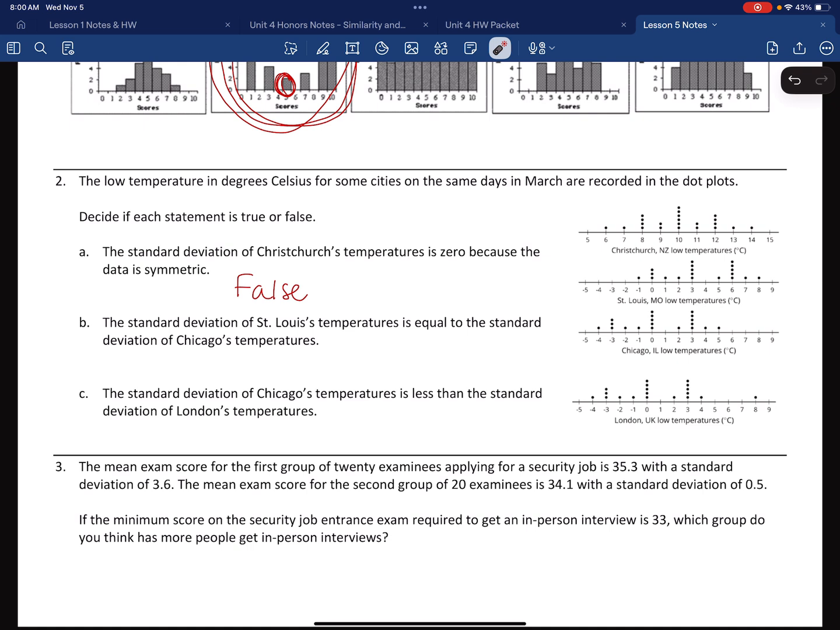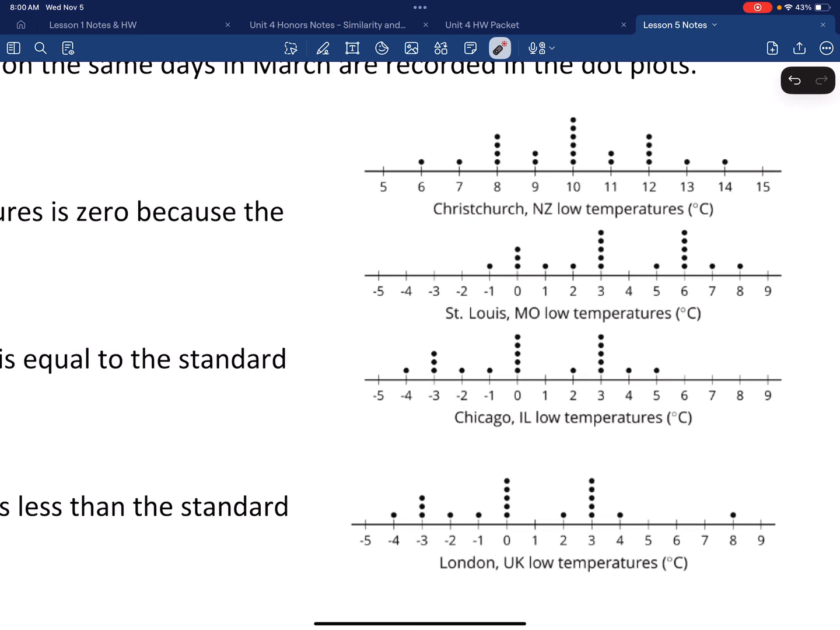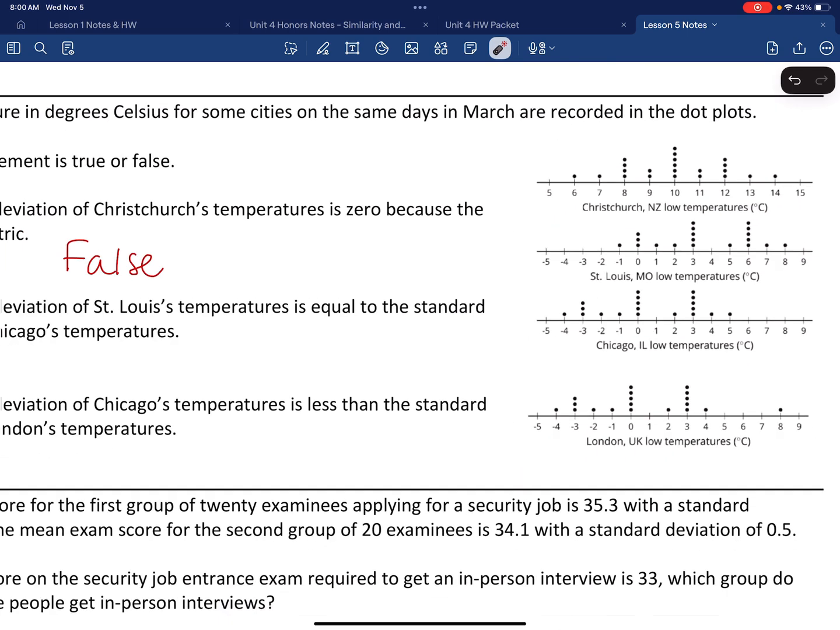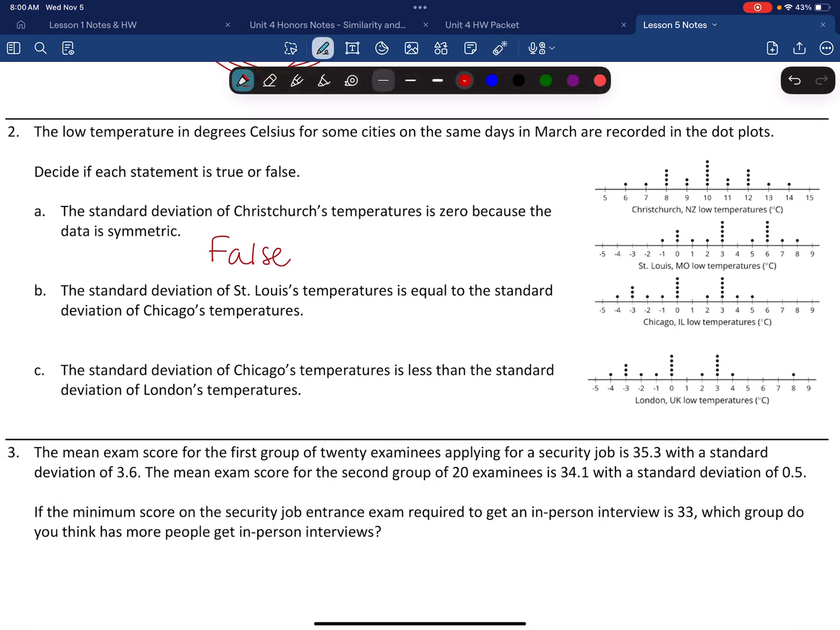B says the standard deviation for St. Louis's temperatures is equal to the standard deviation of Chicago's temperatures. So we are looking at St. Louis and Chicago. So we have our center here. We have 2 dots, 3 dots, and then 1. We have a space, 1 dot, a bunch of dots there, and then 2 there. And if you look at that pattern, it is the same for St. Louis. Okay, so because their spread is the same, their standard deviation would also be the same. So this is true.